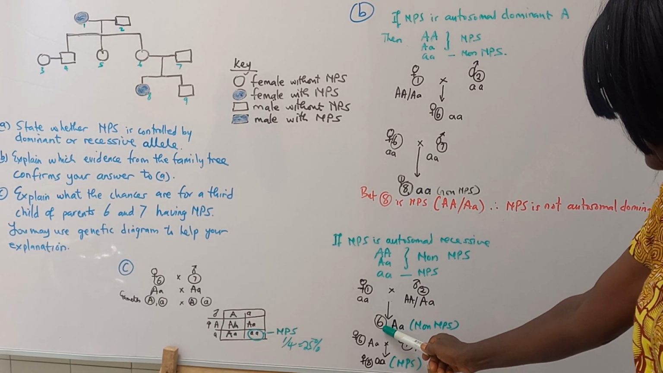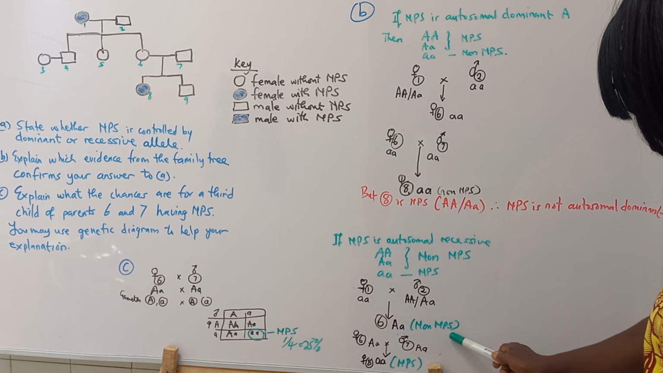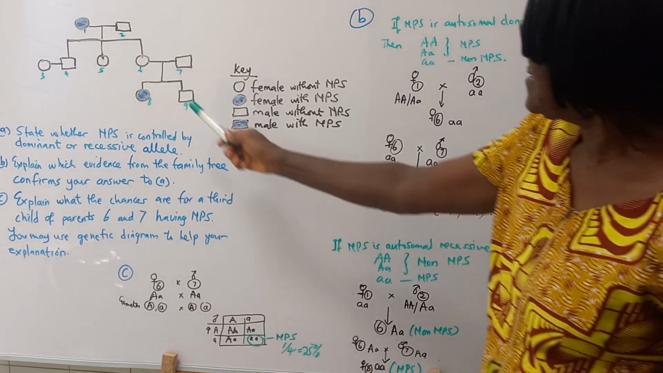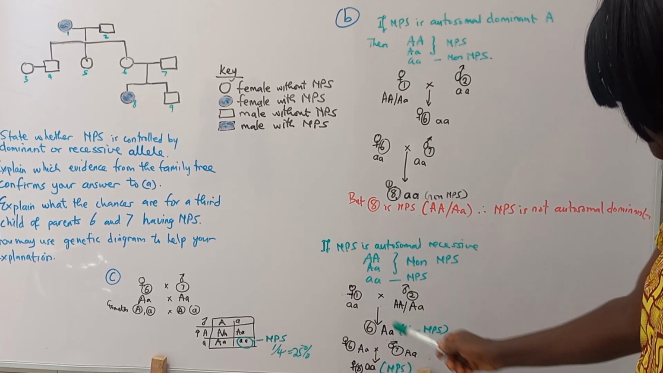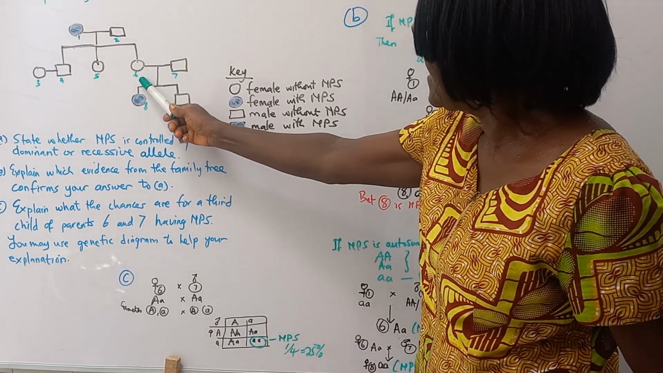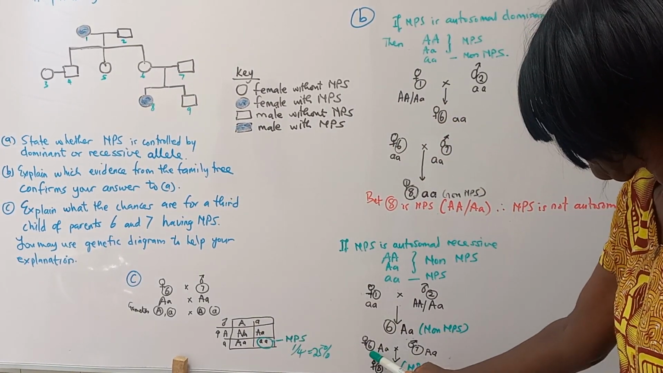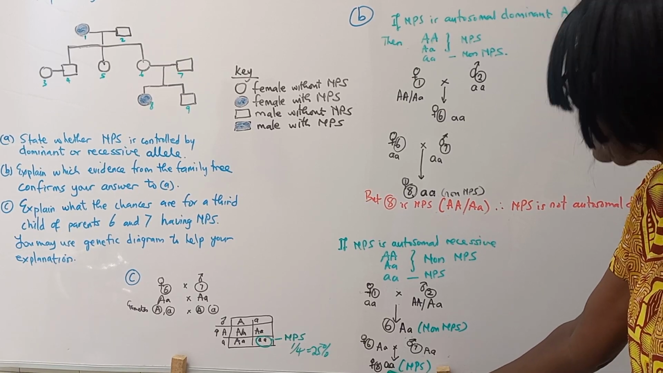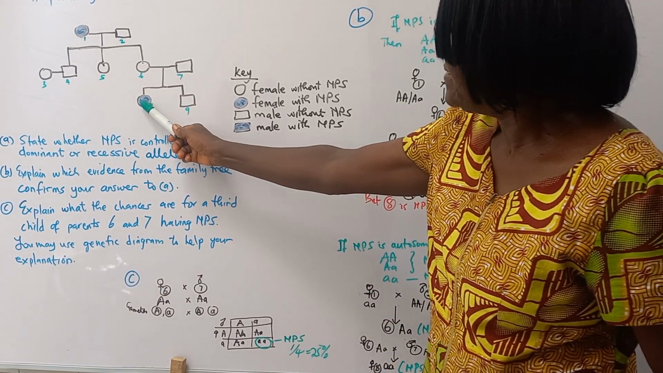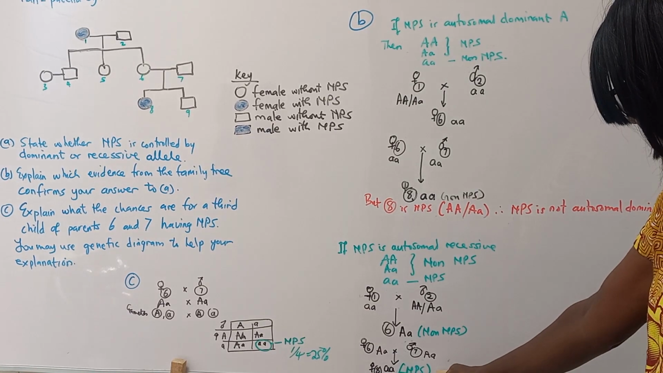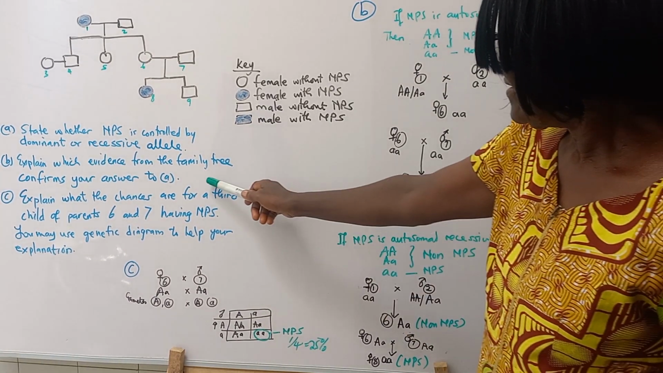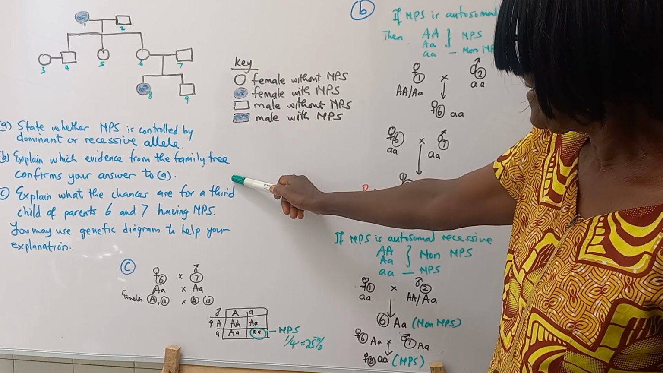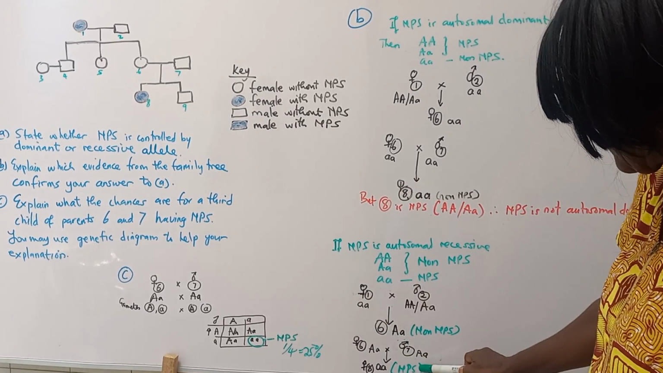And they produce individual 6, which is non-NPS. This big A small a is non-NPS. Individual 6 marries individual 7, and they have child 8. This is child 8 with NPS. So we have proved that NPS is a recessive allele.